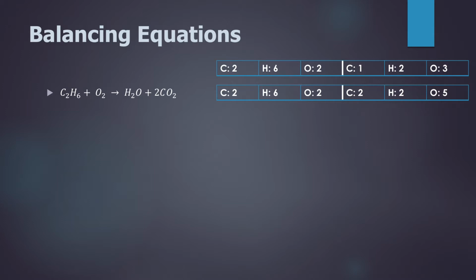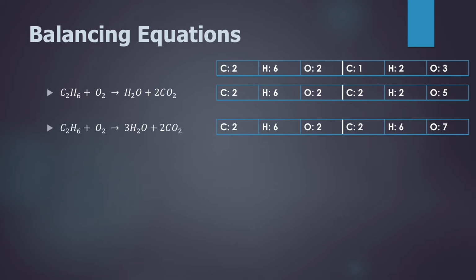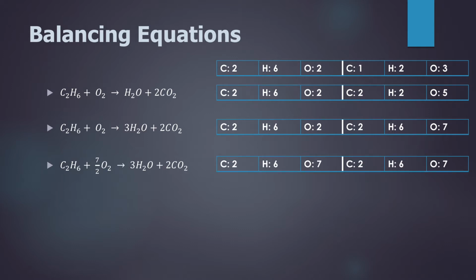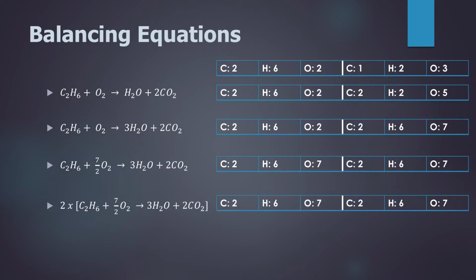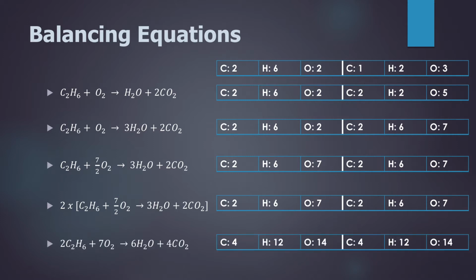Next, let's balance the hydrogen. If we place a 3 in front of the water, that gives us 6 hydrogen on the right, which matches the 6 hydrogen on the left. It also gives us 7 total oxygen on the right. To balance the remaining oxygen, we multiply the 2 oxygen on the left by 7 halves to get 7 oxygen on the left. Since we don't want fractions and can't have 7 halves amount of oxygen, we multiply the whole equation by 2. And now all the elements on the left match the elements on the right. We have 4 carbon, 12 hydrogen, and 14 oxygen on both sides.